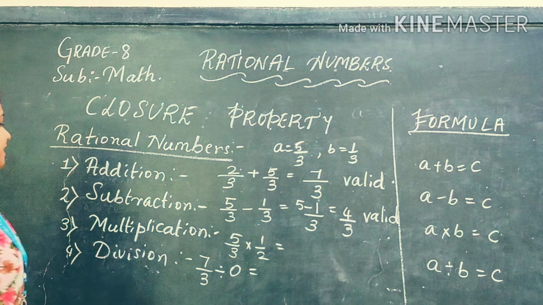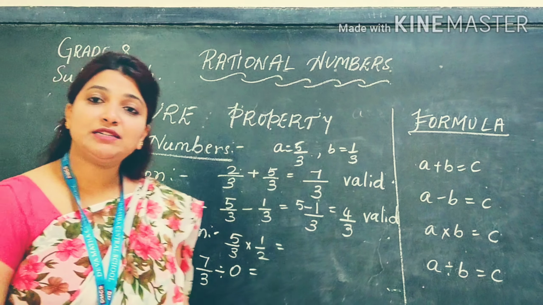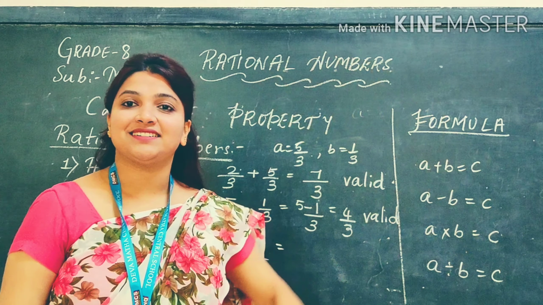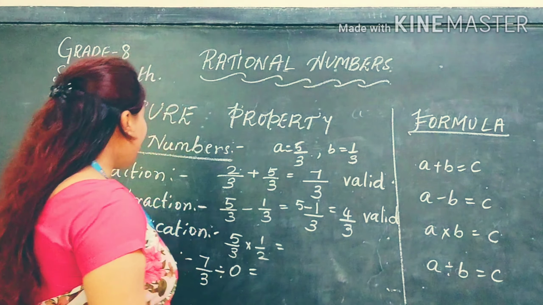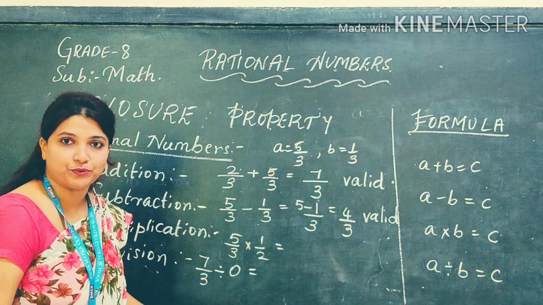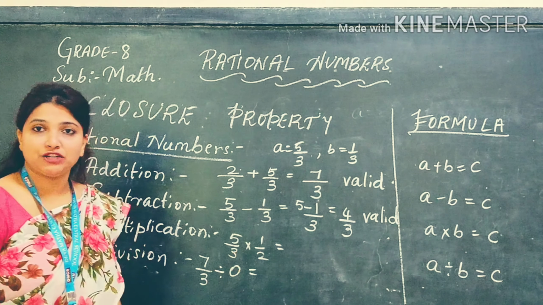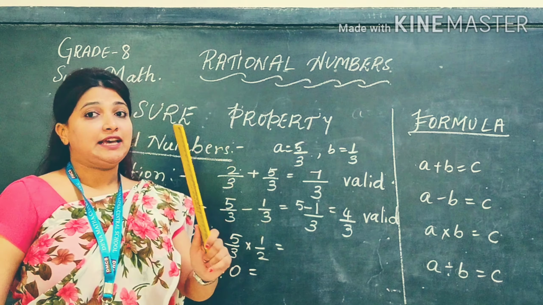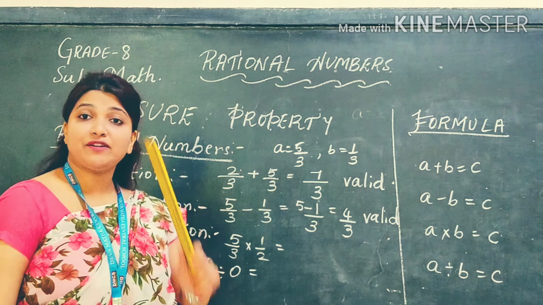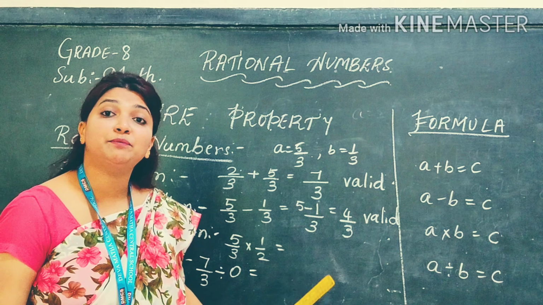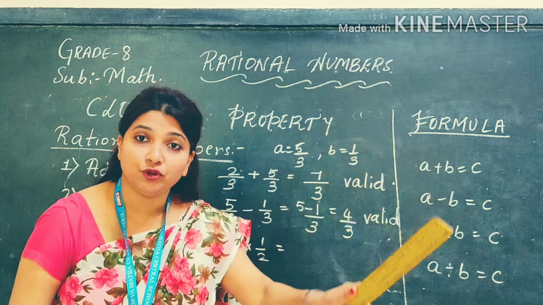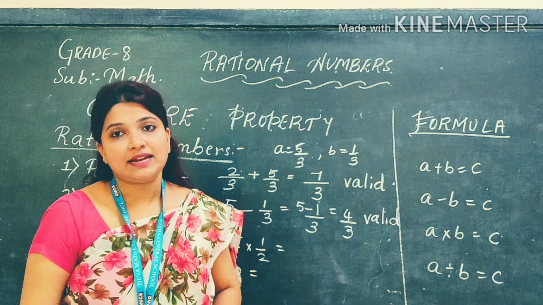Alright, now let me see for multiplication. Now when I multiply one rational number with the other rational number, I should again get a rational number. Alright, now 5 by 3 is a rational number. I will multiply this by 1 by 2. Alright, so in my multiplication of rational numbers, if it was addition and subtraction, as the denominators are different, I would have taken LCM. But here in multiplication, we do not take LCM, we directly multiply numerator with numerator and denominator with denominator.